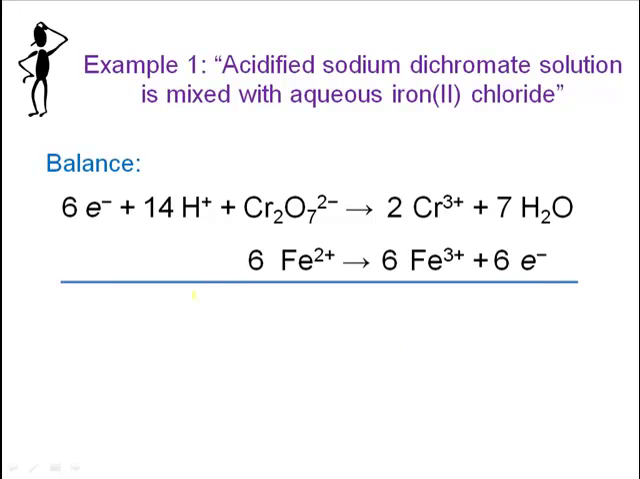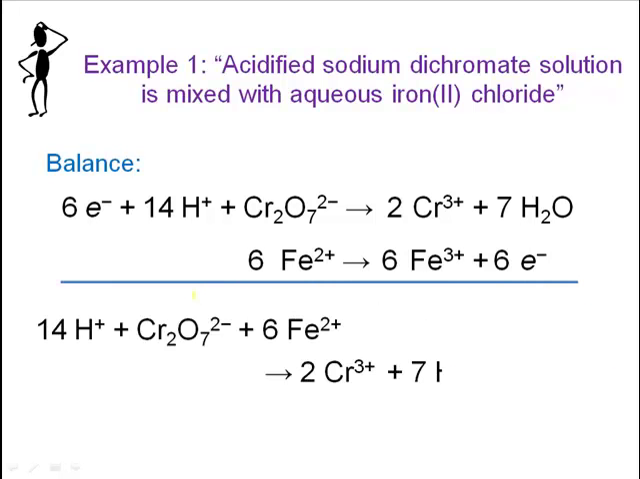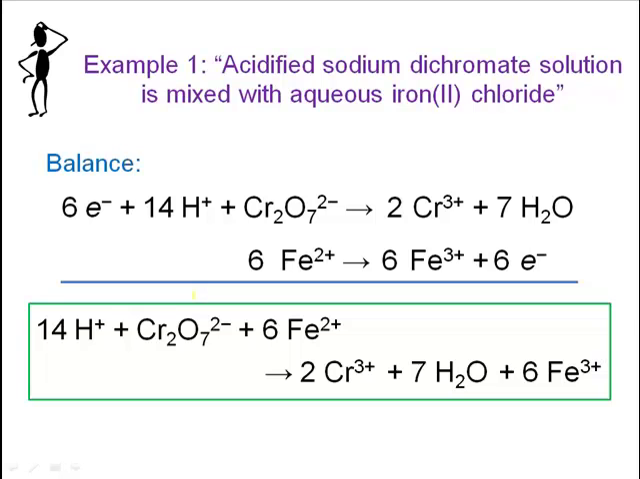So, next thing we do is add them up, cancel out what is the same on both sides. Okay, the electrons cancel on both sides, the 14 H's, there we go, 6 Fe2+, chromium, waters, and our 6 iron 3's. Yep. Yes. Yeah. Quiz on Friday, I'm giving you the half reactions. AP test? Not so nice. Correct. It will say whether it is an acidic solution or a basic solution for the quiz. Correct.